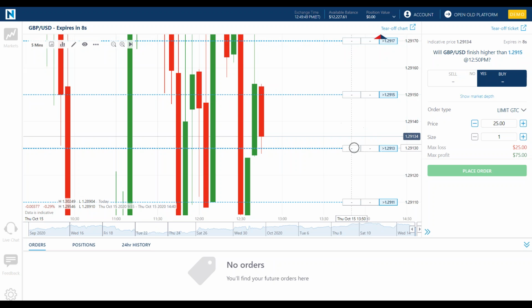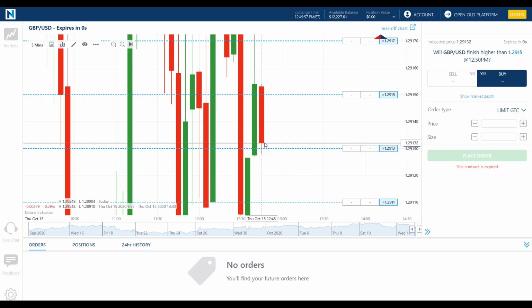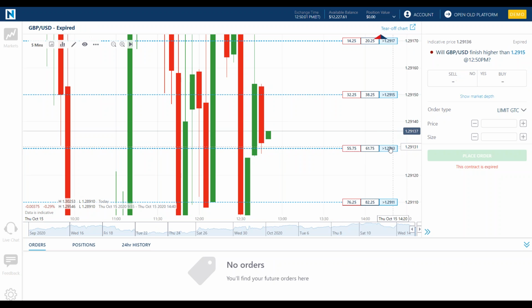In fact, 7 seconds, look at this. Let's see what happens. 4, 3, 2, 1. That just settled. This one did settle at 100. All right. This one settled at 0.